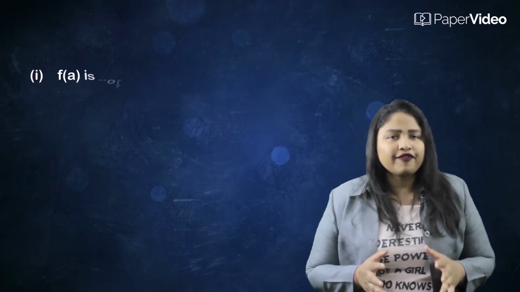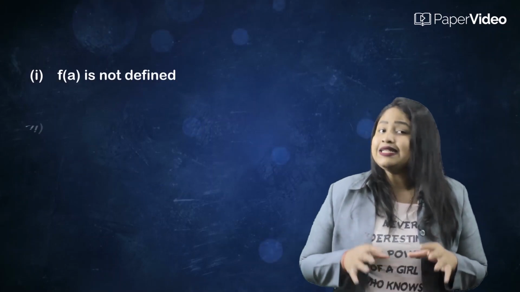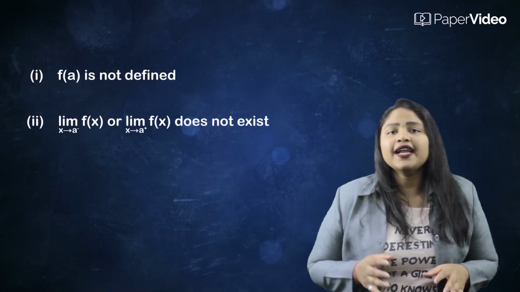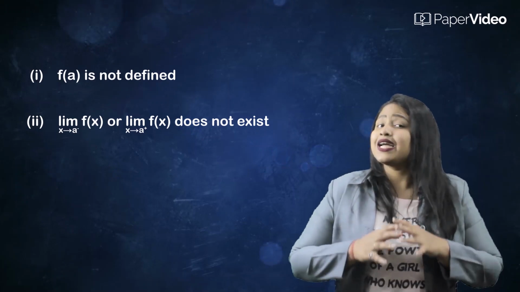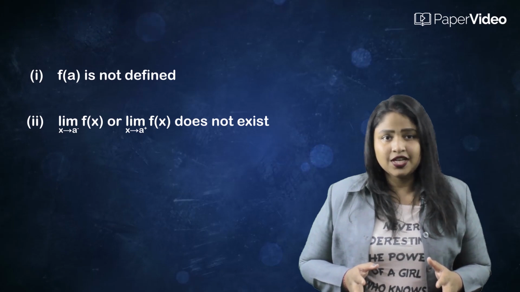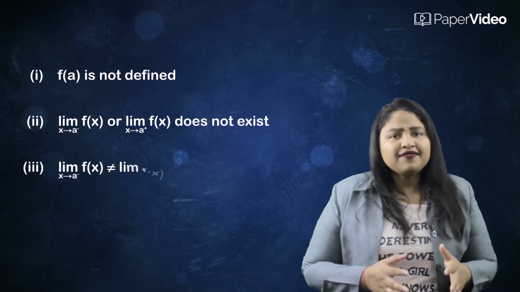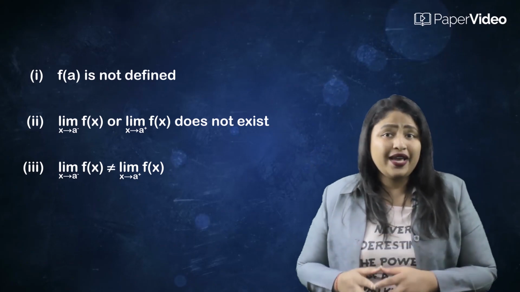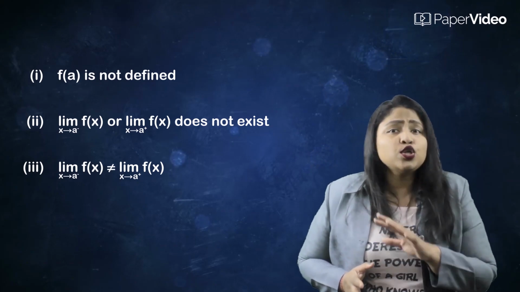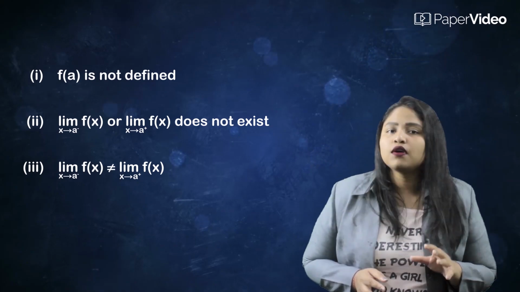First, f of a is not defined. Second, either the left hand limit or the right hand limit of the function at x equals a does not exist. Third, both the left hand limit and the right hand limit of the function at x equals a exist, but they do not agree to the same value.